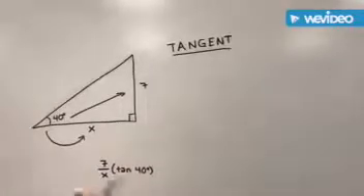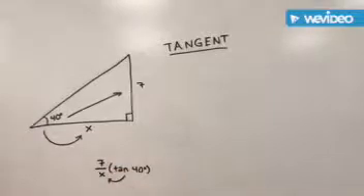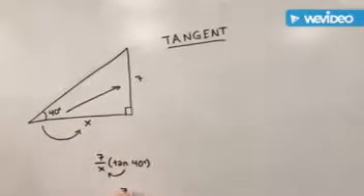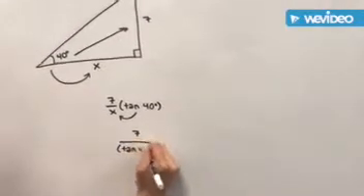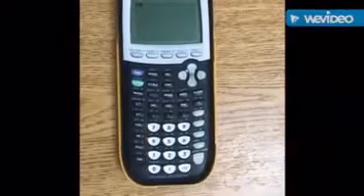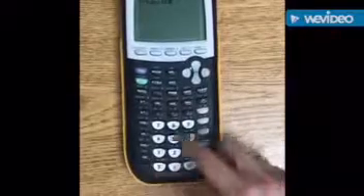Notice how x is in the denominator spot again, so we're going to have to move the tangent of 40 into the denominator spot. We would set this up as 7 over the tangent of 40. To do this on a calculator, you would do 7 divided by the tangent of 40. This equals 8.34.